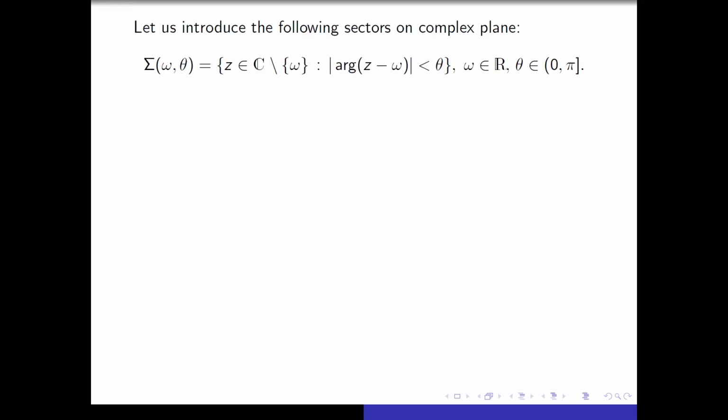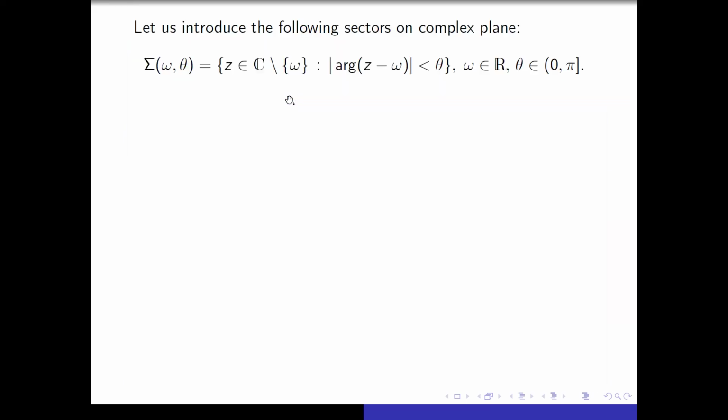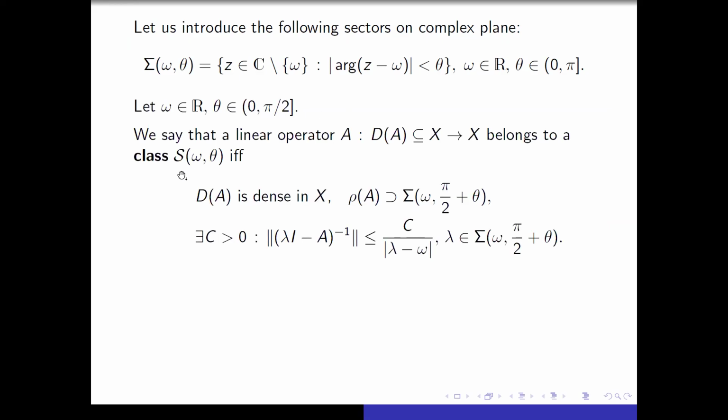So now what we need is the resolvent, of course, because this was the main assumption here that equation 3 has a resolvent. Here I introduce such sectors on the complex plane, which is something quite known in this theory of sectorial operators. And I say that a linear operator belongs to such a class as S(omega, theta). Omega is a real number and theta is an angle between 0 and pi/2. If the domain is dense and the resolvent set contains such a sector, and also such an inequality is valid. Principally, this is the set of sectorial operators, which appear in the theory of semigroups.